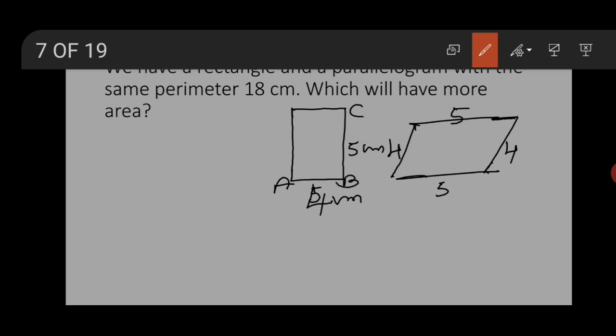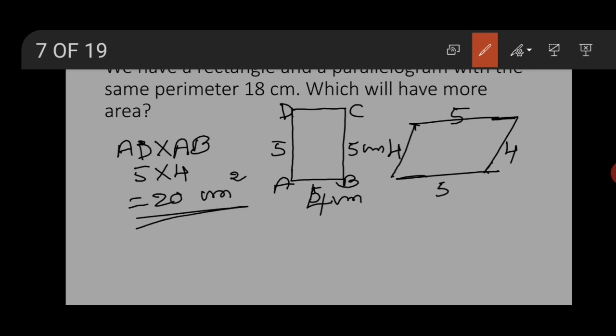Yes. How can you say? See, ABCD is a rectangle. So area of the rectangle is given by length into breadth. So AD into AB, that means 5 into 4 is equal to 20 square centimeter. And let us see here what is the area of the parallelogram.